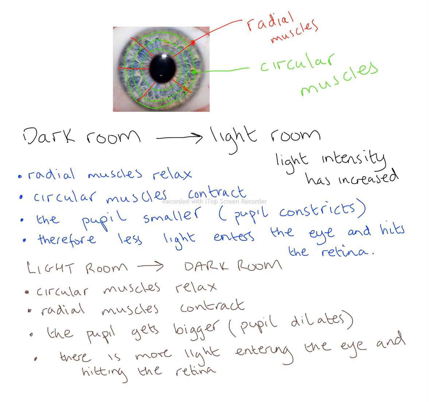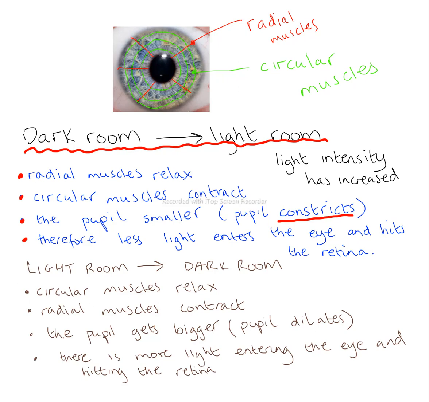If you go from dark to light, the radial muscles relax, circular muscles contract, the pupil gets smaller or constricts. Try to learn this word. And therefore, less light enters the eye and hits the retina.